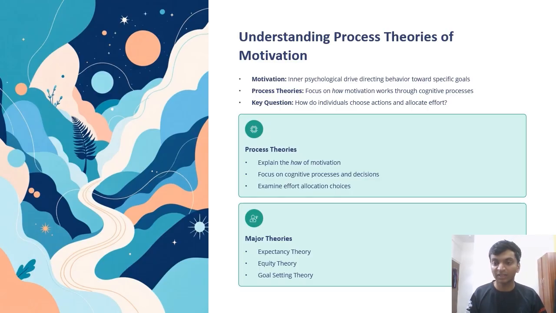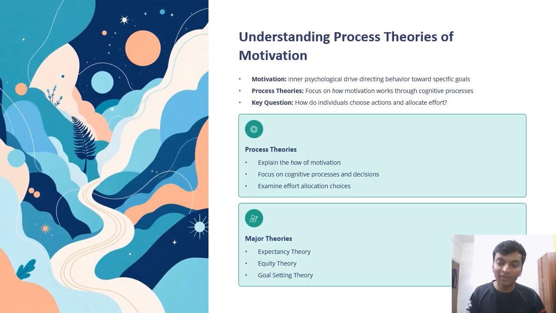HR, etc. So the process theories are basically focusing on how motivation works through cognitive processes. Cognitive processes means how we perceive things, how we are able to remember things and connect them in our mind, all the processes that happen in our mind. So motivation basically works through these so that we can achieve our goals in the future. The key question here is how individuals choose actions and allocate the effort that they have to put.